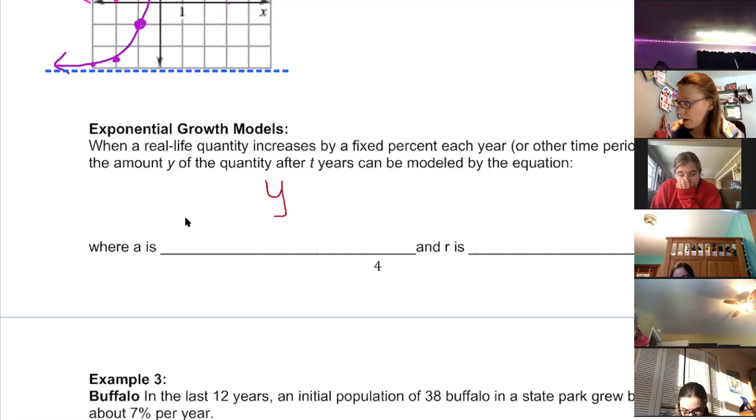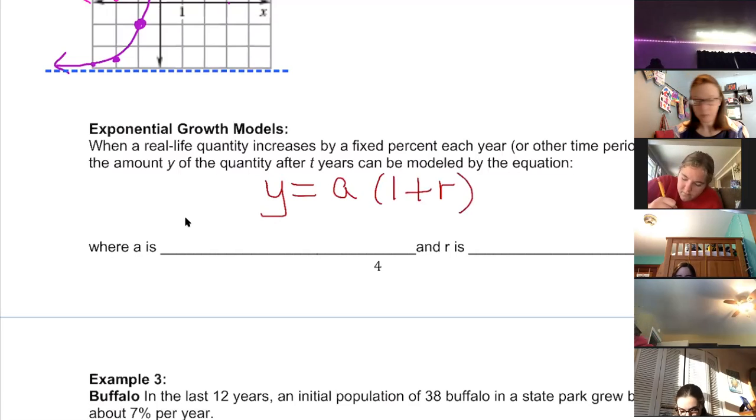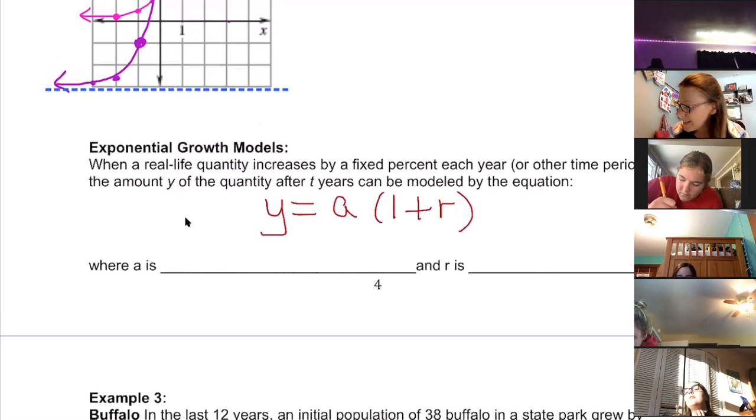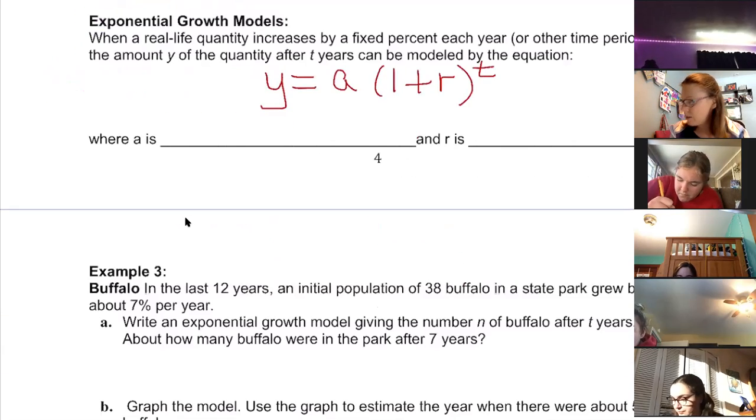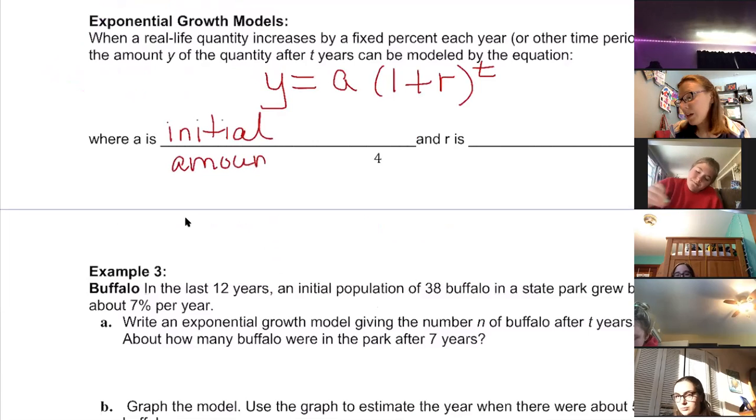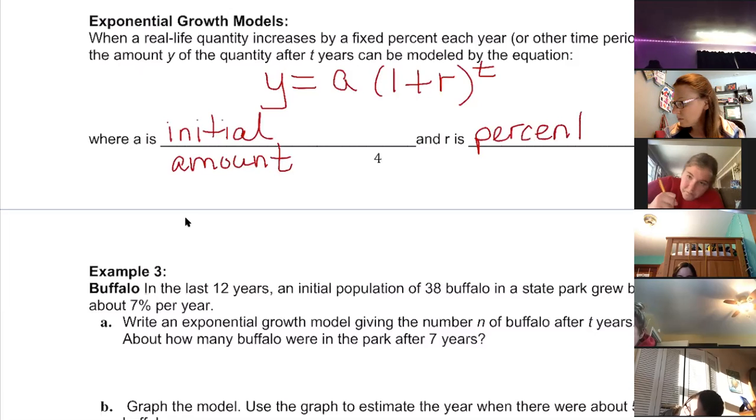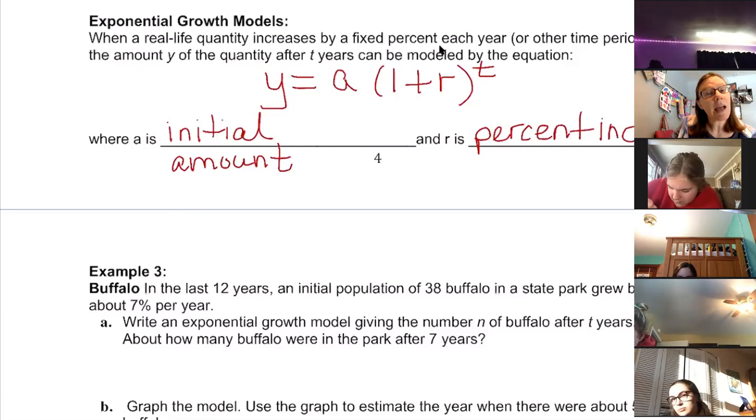So our equation for an exponential growth model is y equals a times 1 plus r to the exponent of t. The a is your initial amount. That's what you begin with. So what is our beginning amount? R is the percent increase, but it is expressed as a decimal.